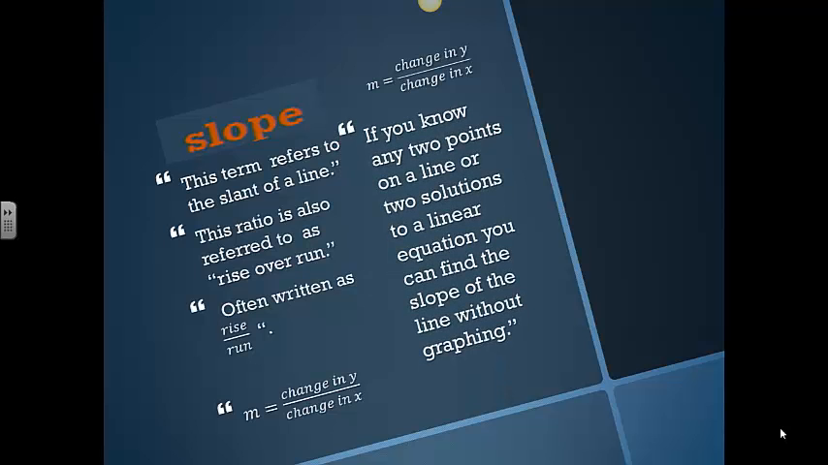All right, if you know any 2 points on a line or 2 solutions to a linear equation, you can find the slope of the line without even graphing. We're going to use this formula for slope. Slope equals y2 minus y1 over x2 minus x1. And those x1s and y1s, those are the x and y coordinates of the 2 different points. So let's give it a try.